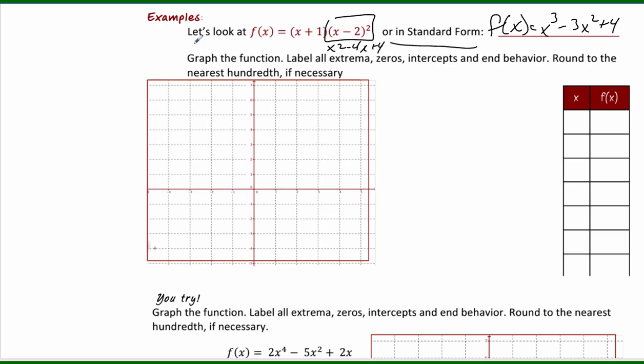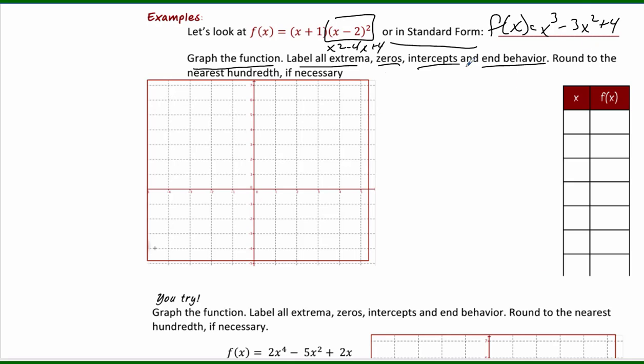So what I want to do, a couple things, is graph the function. I want to label all extrema, zeros, intercepts, and end behavior, and then round to the nearest hundredth if necessary. I don't know if this one will need rounding to the nearest hundredth because I think it'll work out pretty nice. But on subsequent problems, you will need to round to the nearest hundredth if you get different numbers that are not perfect or nice numbers.